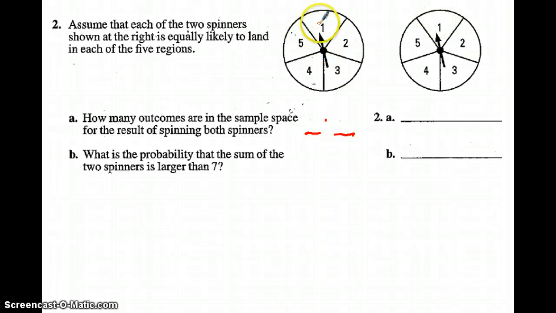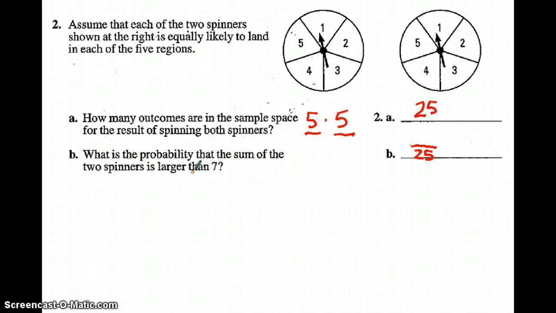If I list these all, I could list 1,1, 1,2, 1,3, 1,4, 1,5, 2,1, 2,2, and those are all different. So 5 choices for the first, 5 choices for the second. That comes to a total of 25 possibilities. What is the probability that? Well, before I even read any further, I know it's going to be out of 25 because that's the sample space. So to fill in the numerator, how many of those 25 have a sum of the 2 spinners larger than 7?